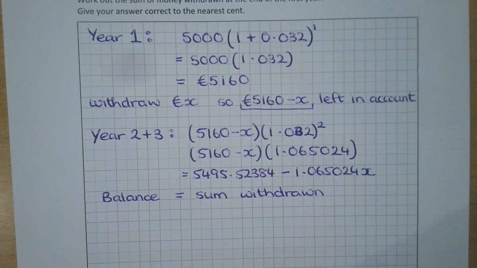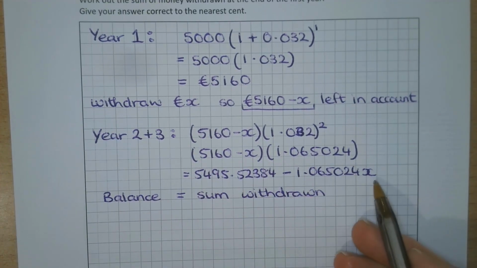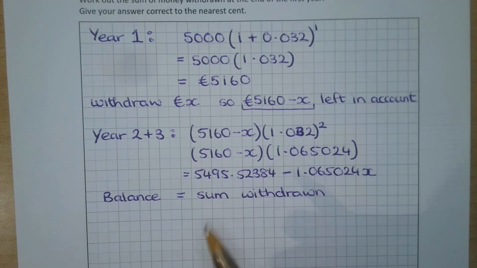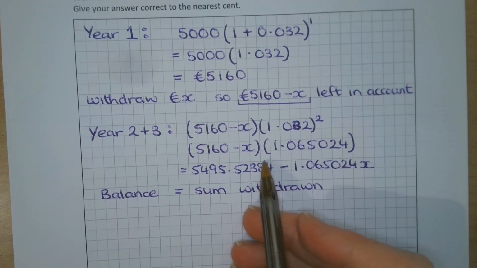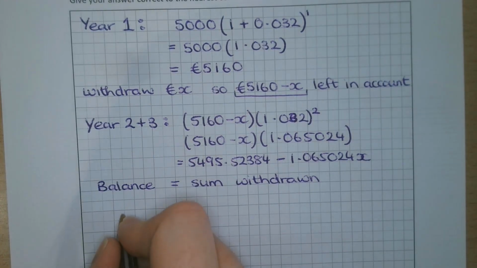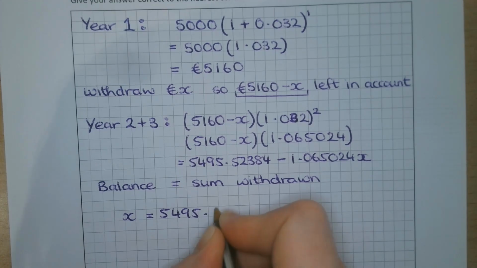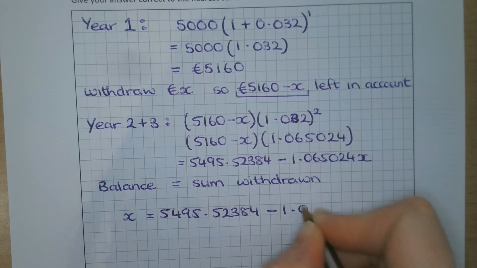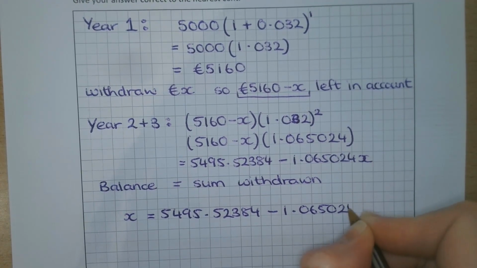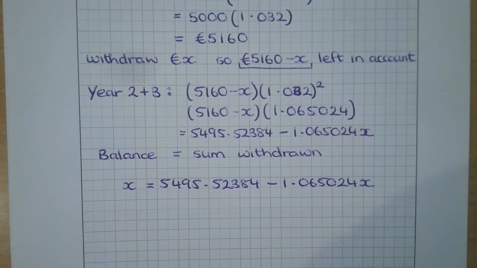Now, we have said that the sum withdrawn is X. This is my balance at the end of the third year, and that's what's going to be there before the account is closed. So actually, I can put that equal to X, because that's what the question tells me. So X is equal to 5495.52384 minus 1.065024X. And we're hopefully going to be able to solve it for X in this case.